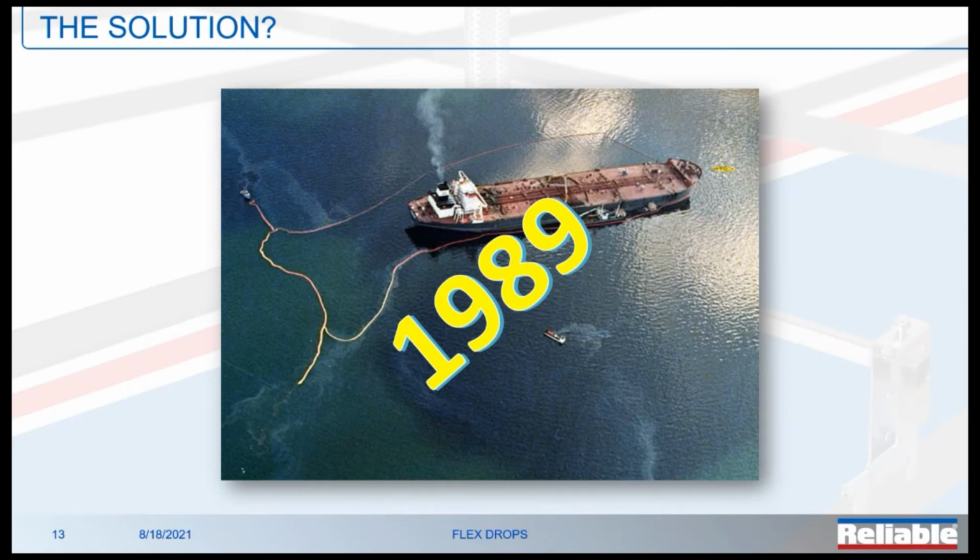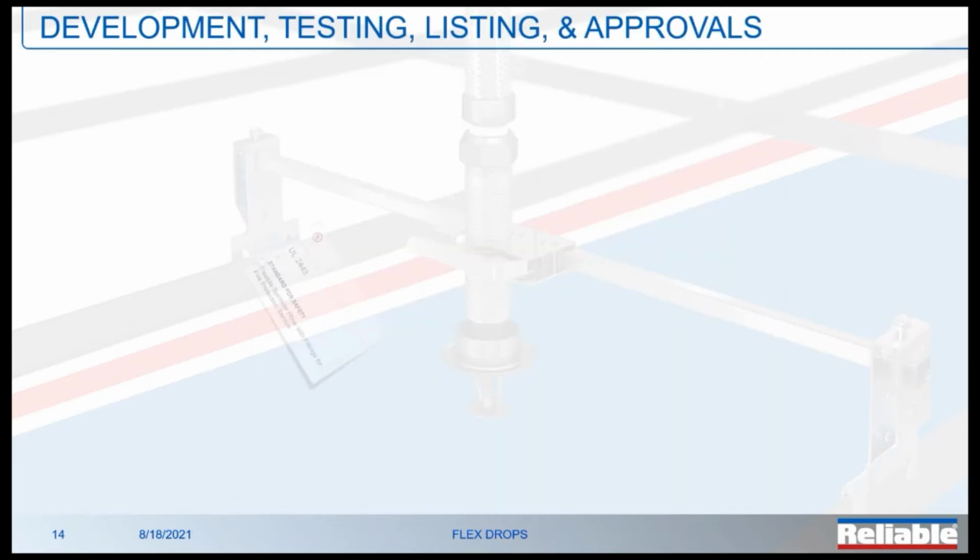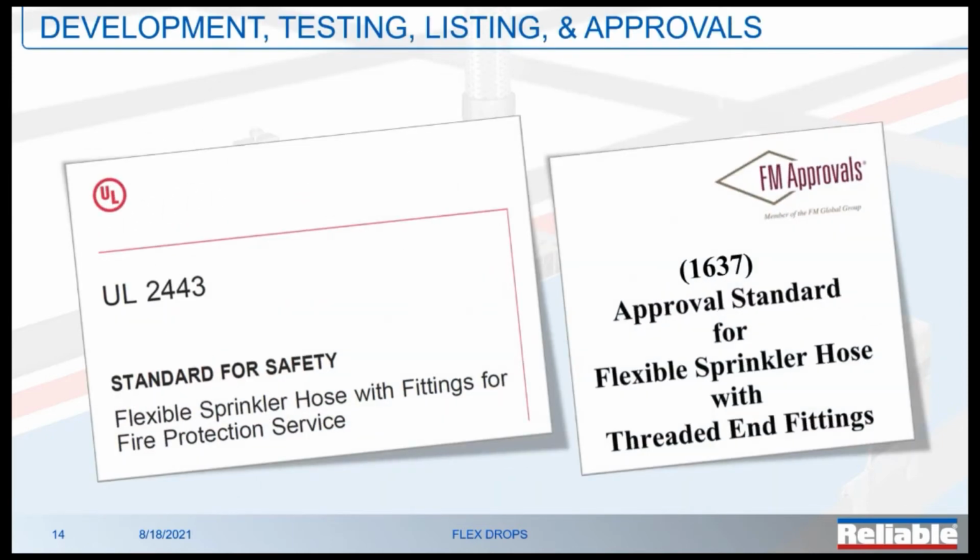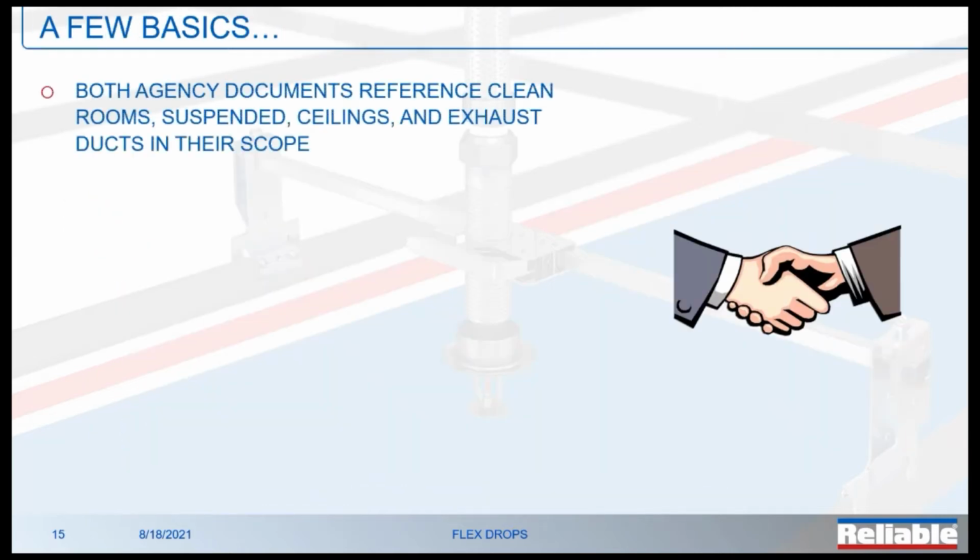So that's kind of the history. Things have remained pretty stable since then. Once the test standards are written, we have 2 test standards that we primarily work with. There could be more, particularly on the international market. UL 2443 and Factory Mutual 1637. So we're going to take a look at both these documents. There are some similarities. There are some differences, as you can expect with these 2 testing agencies.